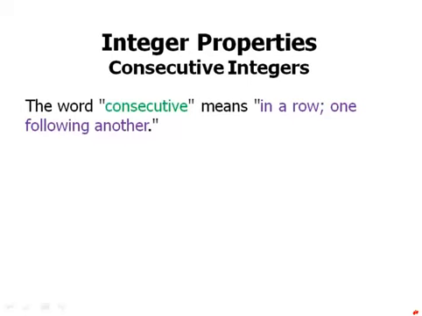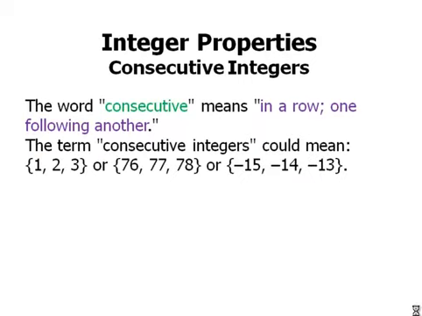Consecutive integers. This is one of the test's favorite kinds of math problems. The word consecutive means in a row, or one following another, and so consecutive integers are integers that are in a row. 1, 2, 3; 76, 77, 78; or negative 15, negative 14, negative 13. Those are examples of consecutive integers.